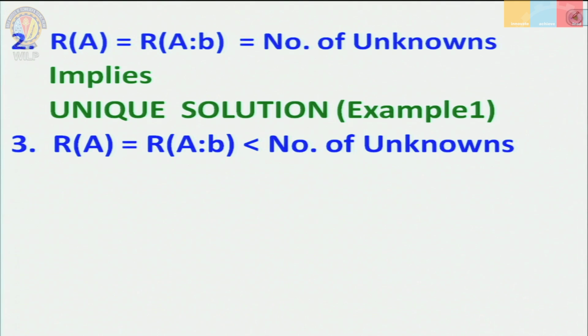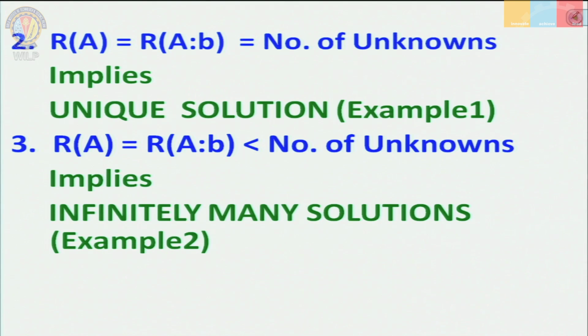Third is that suppose row rank of A is equal to row rank of the augmented matrix, but it is less than the number of unknowns, then you will get infinite number of solutions. In this case, we are going to get infinitely many solutions. So, we shall see 3 examples. Out of these 3 examples, one example we shall see in detail, other example you can see yourself, but I shall explain.